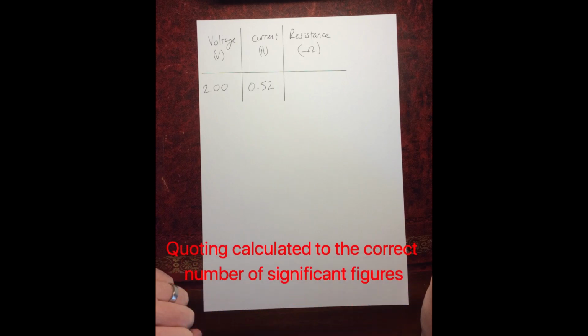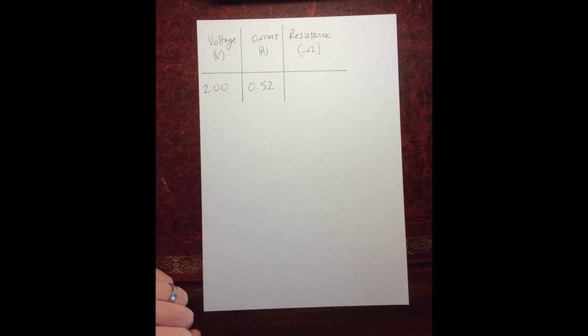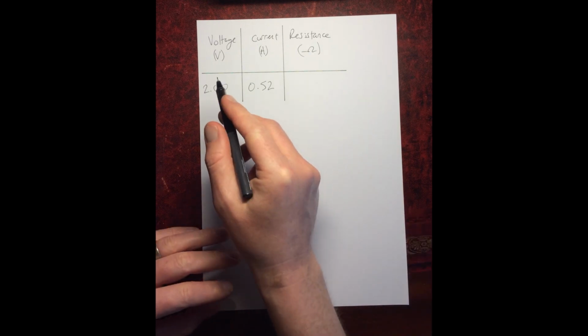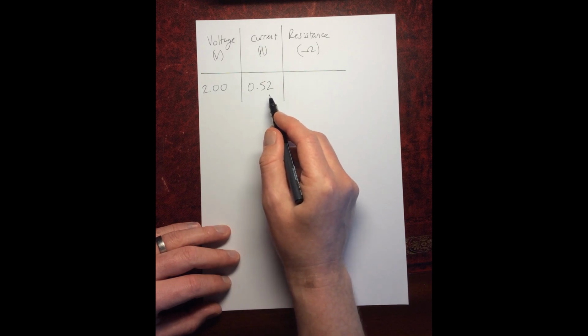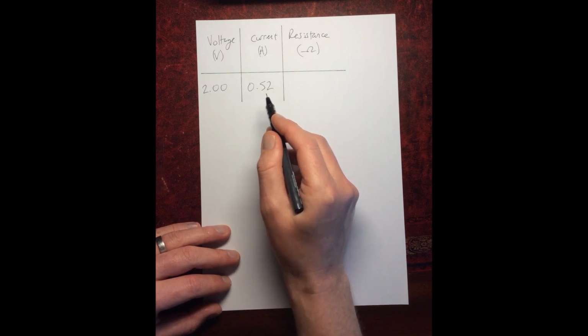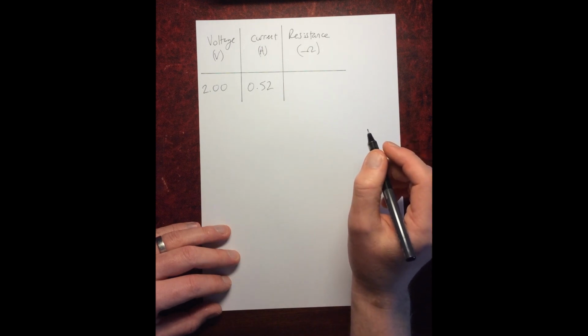In this video I want to talk to you about how many significant figures we record calculated values to. So what you've got in front of you here is some data. We've got the voltage, and this for example could be the voltage or potential difference across a bulb in a series circuit, and the current through that bulb. So we've got the voltage and the current, and from that we can work out the resistance.